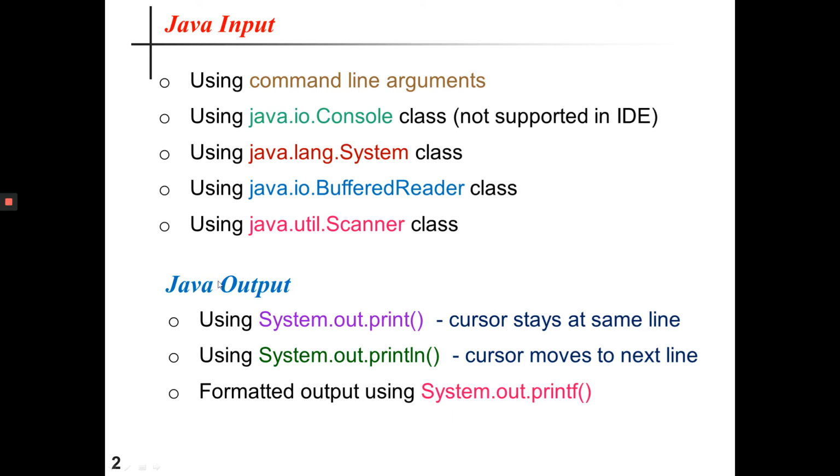Now for Java output, we can have System.out.print, where the cursor stays on the same line, or we can have System.out.println, where the cursor moves to the next line. We can also have formatted output using System.out.printf. Now I will demonstrate each of these techniques for Java input and Java output one by one. So let's see what happens.